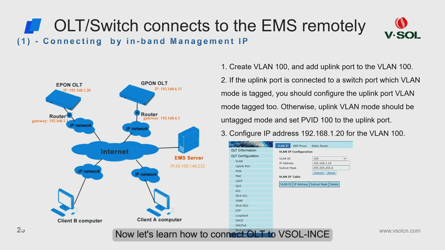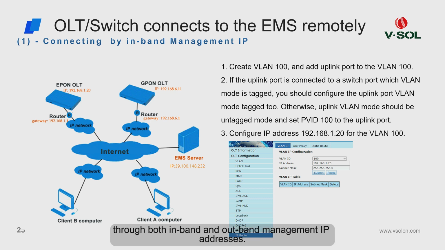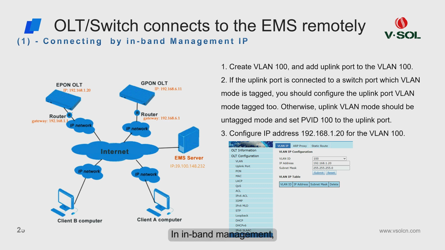Now let's learn how to connect OLT to VSOL-INS. In general, the OLT can connect to the NMS server through both in-band and out-band management IP addresses. For in-band management, you need to configure a VLAN IP address for the OLT, and then configure this VLAN on the OLT uplink port through which the NMS communicates with the OLT.